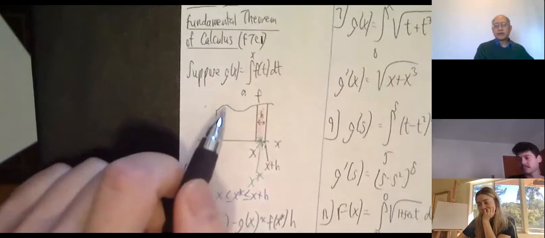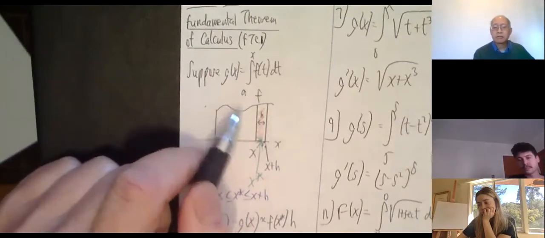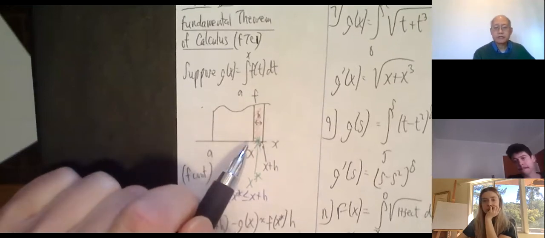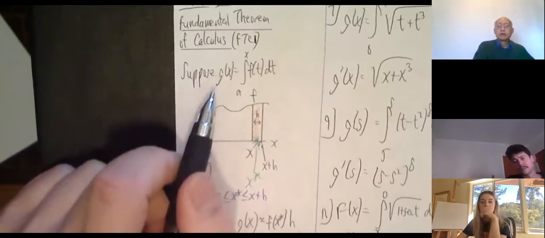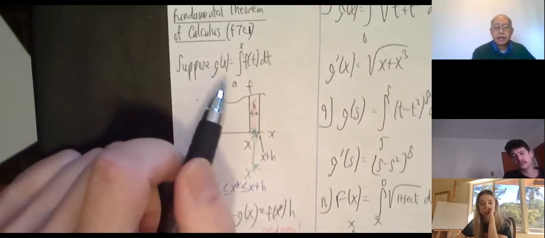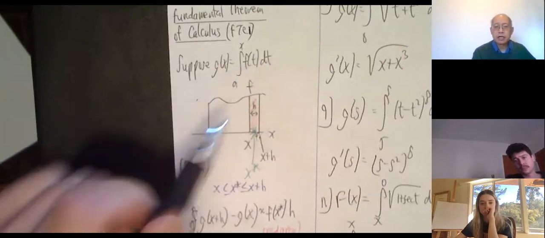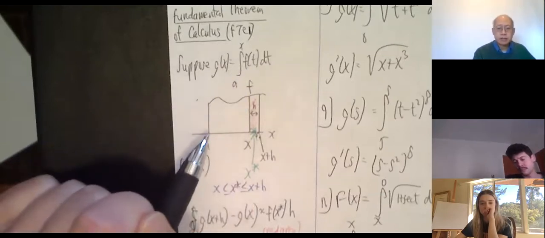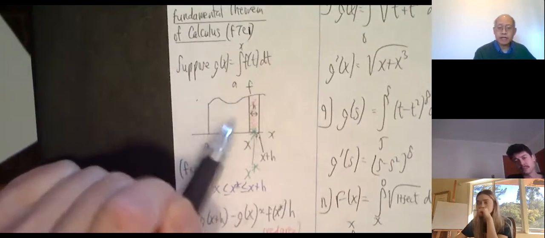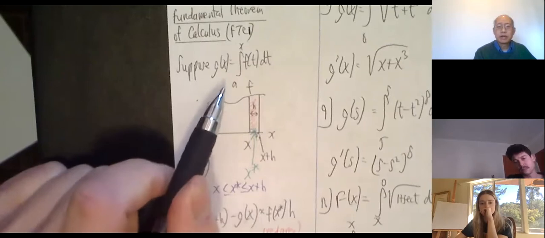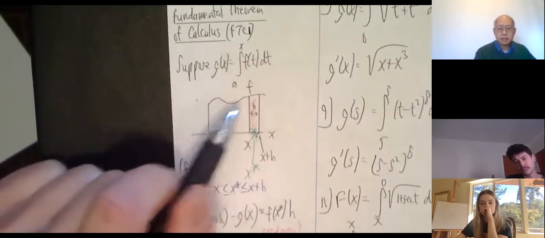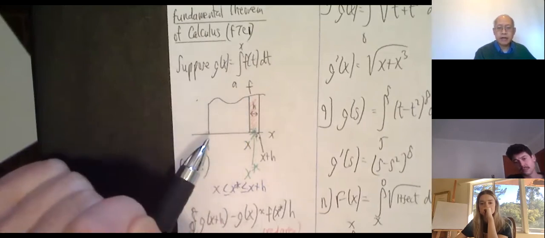Okay, f is a continuous function, so here's f. Okay, here's a, here's x. So g of x is the integral from a to x of f of t dt. I will trace out g of x. Here, here, down, and back. It's this white space here. One more time. Integral from a to x of f of t dt is this, down, and back.